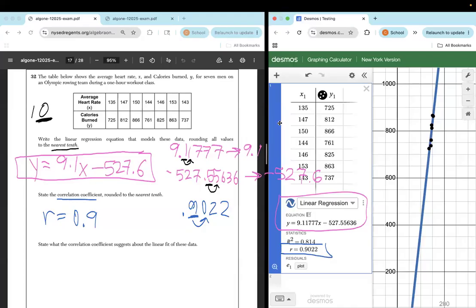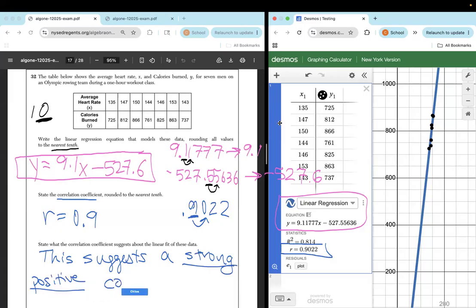Explain what it suggests. This suggests a strong, two words we're going to use, strong and positive. Strong positive correlation. If R is positive, you say positive correlation. If R is negative, you say negative correlation.